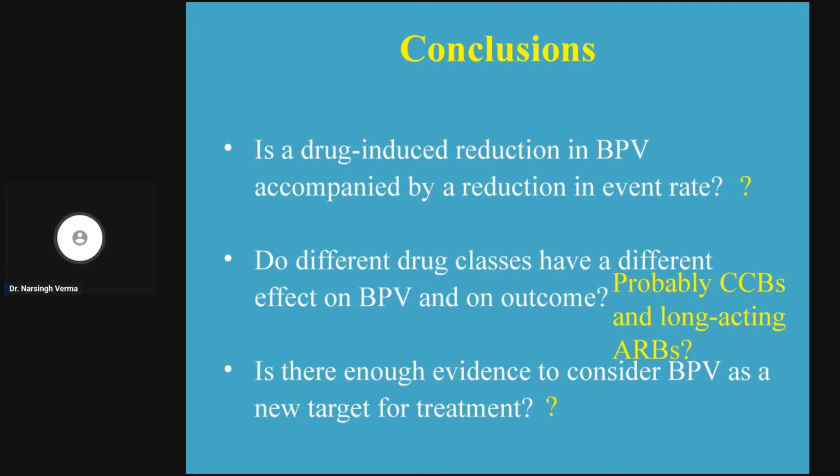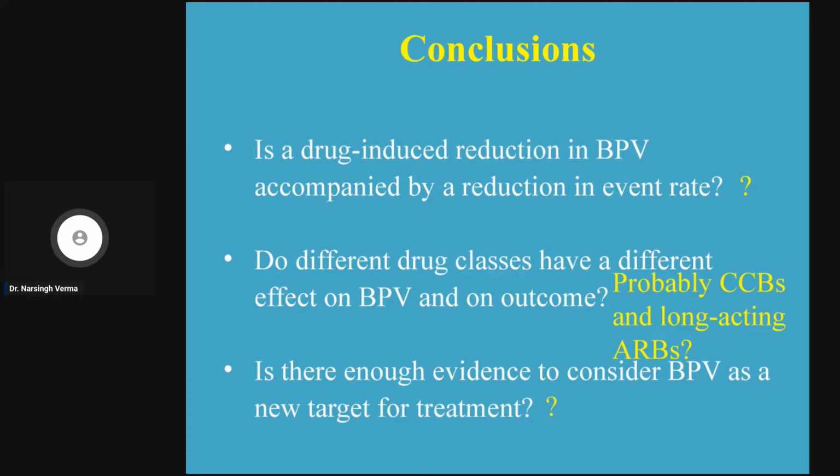And we can conclude that whether drug-induced reduction in blood pressure variability is accompanied by a reduction in the event rate, we do not know. Although I have one publication in this that shows that albuminuria goes down, but long-term results are required. Do different drug classes have a different effect on blood pressure variability and on outcome? Probably CCBs are better, and the long-acting ARBs are also better.